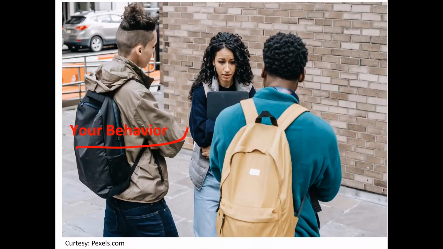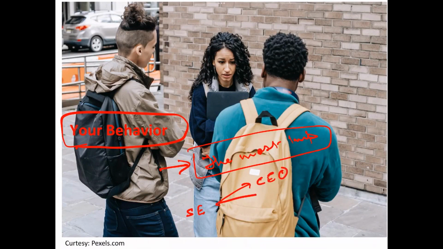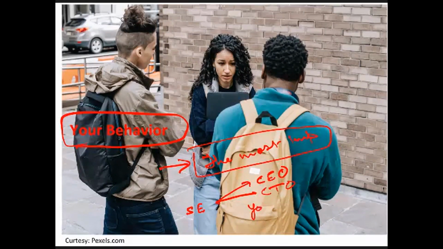How about your behavior? To me, this is the most important thing in life. You will get a job, and once you get a job, your progress from a software engineer to CEO or CTO of a company happens primarily because of your behavior, nothing else.